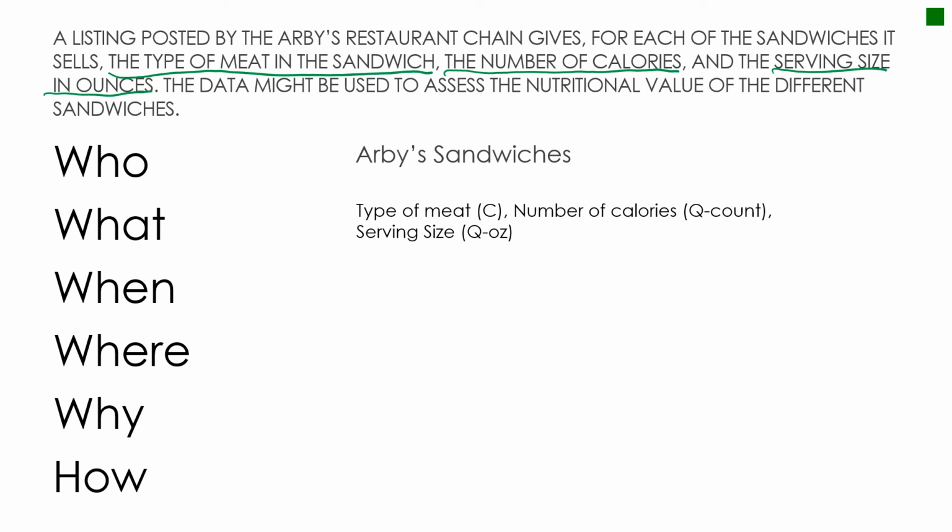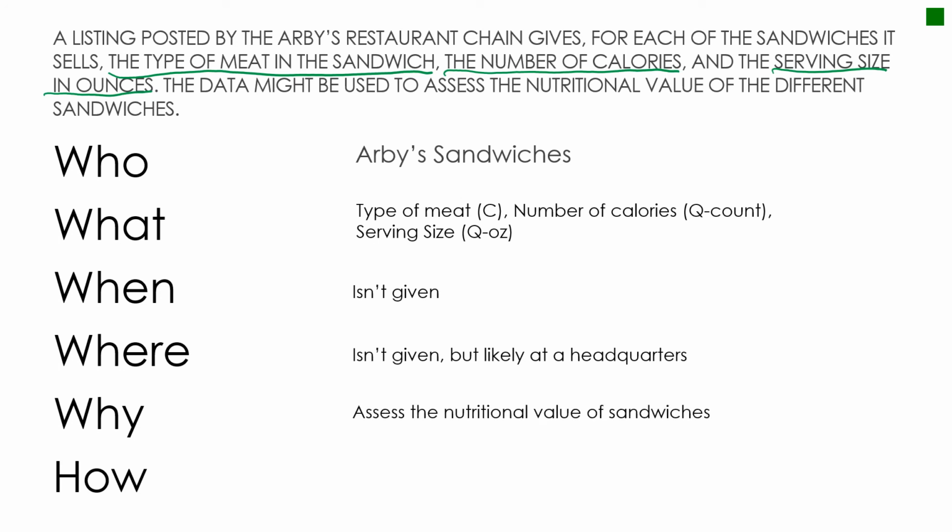When was this? I'm assuming it's ongoing, but it isn't given. Where was this? It isn't given. Likely at the headquarters. I can't see them going into the individual Arbys restaurants to do this, but perhaps, again, isn't given, so that's all we need to know. Why did they do this? To assess the nutritional value of the different sandwiches. And how did they do this? It's some report by Arbys Restaurant, but the actual process in which they determined this wasn't given.